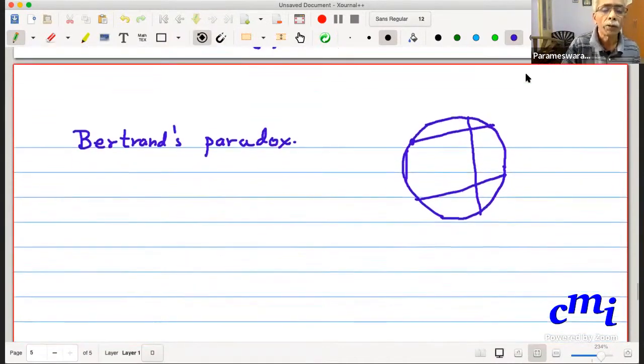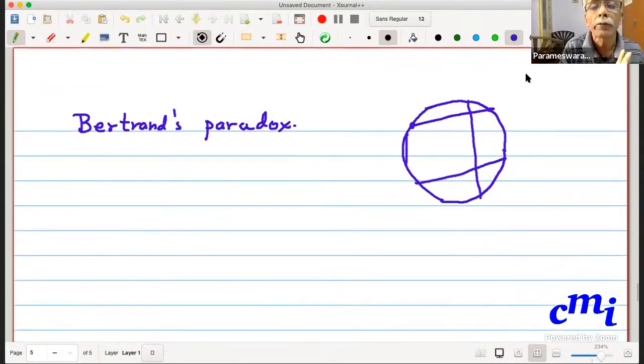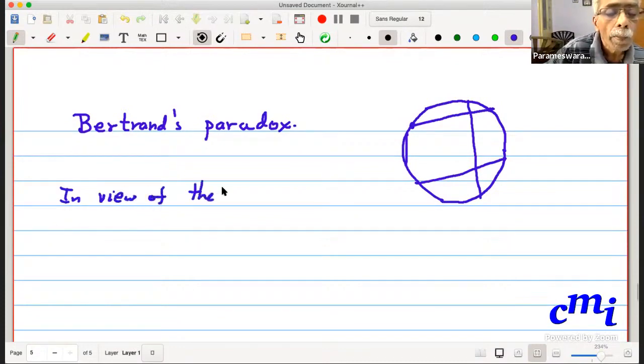And one way is the following. So we are going to give three different ways, and in each of these three ways we will compute the probabilities, and you will see what happens. So the first way, in view of the symmetry in the problem.